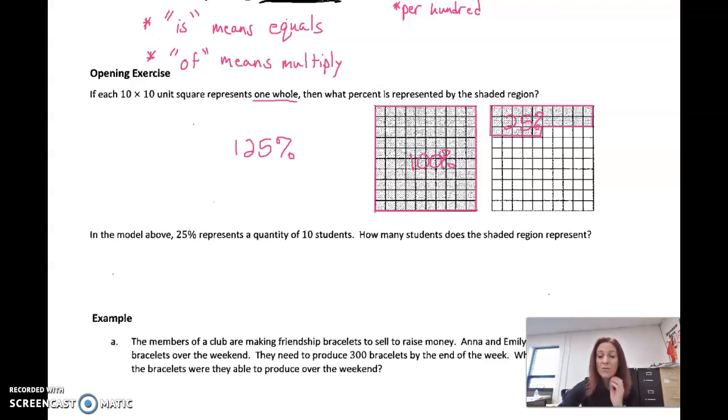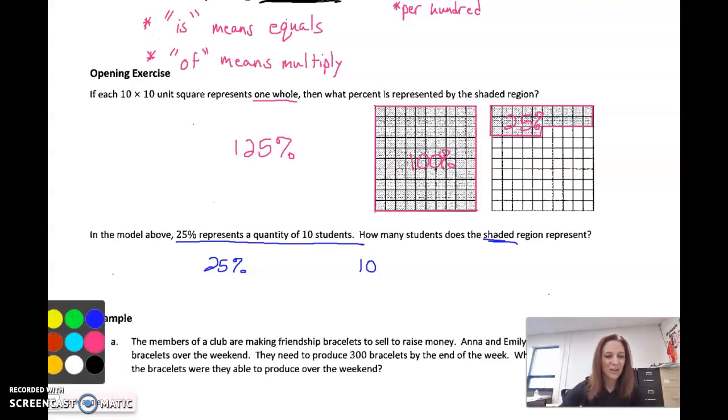Now we want to use that idea and compare things. So here's what we mean. In the model above, 25% represents 10 students. How many students does the shaded region represent? So 25% represents 10 students. So how many 25% do we have?